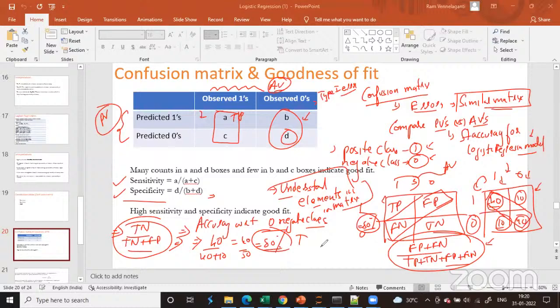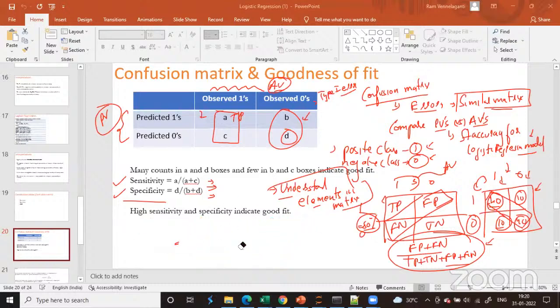So this is what we are supposed to understand from sensitivity and specificity. Sensitivity is also called recall or true positive rate. What is specificity? Specificity is also called the true negative rate for us. So remember these terms. Remember the formulas. They are important for us.